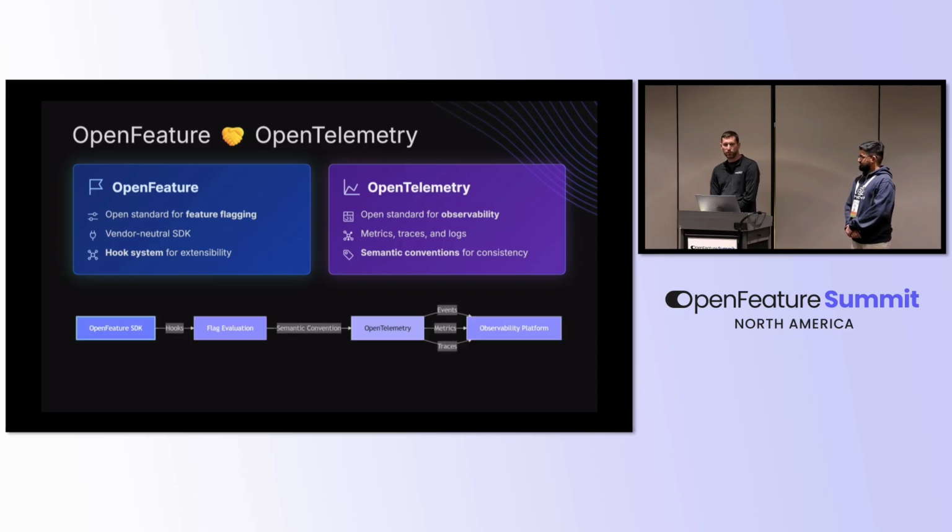To really drive that home, the OpenFeature SDK is there, and we tap into the hook system. The hook system allows us to see each flag evaluation and inject arbitrary code. In our case, we're just pulling out flag evaluations and sending them to OpenTelemetry, where you could go through OTLP or any other OpenTelemetry concept you want, and then pipe that information into the observability platform.